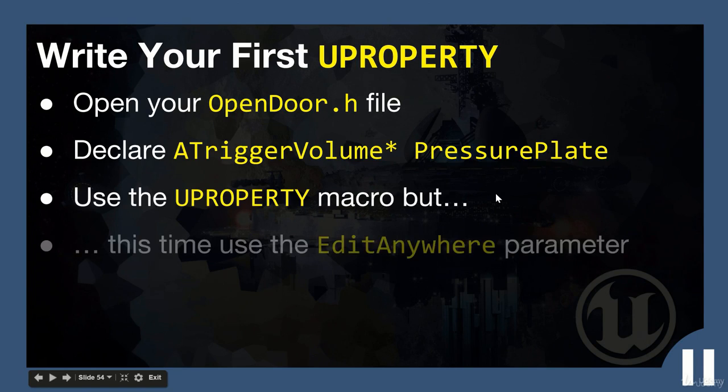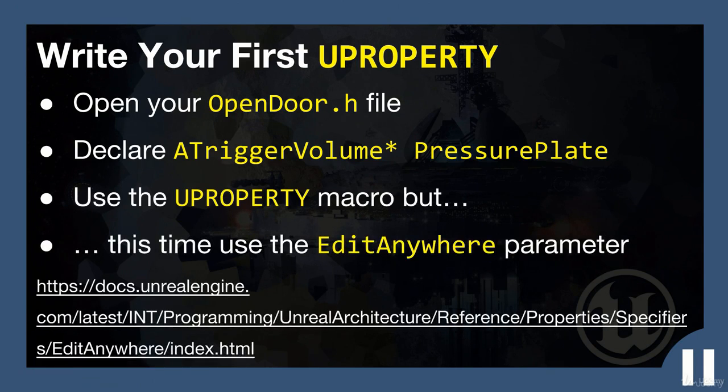I want you to use the UPROPERTY macro, but this time use the EditAnywhere parameter. And the documentation is available there. You can click on that in the section notes PDFs. So basically almost exactly what we've just done. I've nearly given it to you on a plate here, but by doing it yourself, you're going to understand it obviously a lot better. So it doesn't need to be wired to the pressure plate. There'll be no actual link to that pressure plate yet, but it's going to give us the facility, and I'll show you that in the solution. So pause the video, go ahead, do that now.